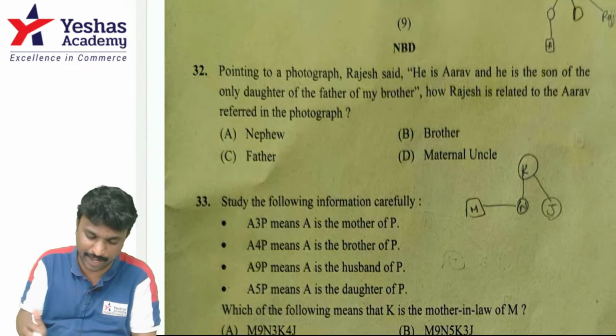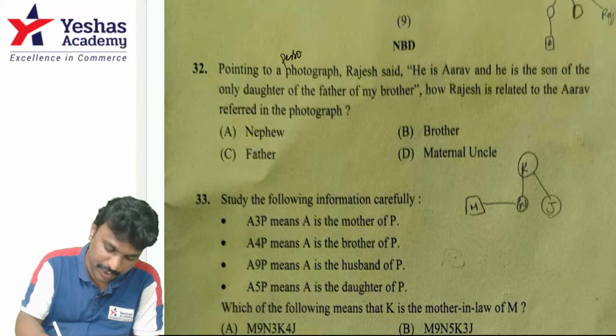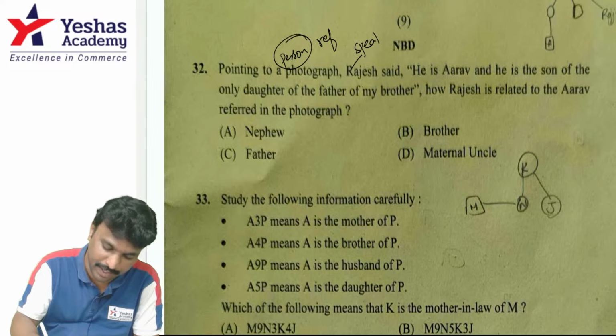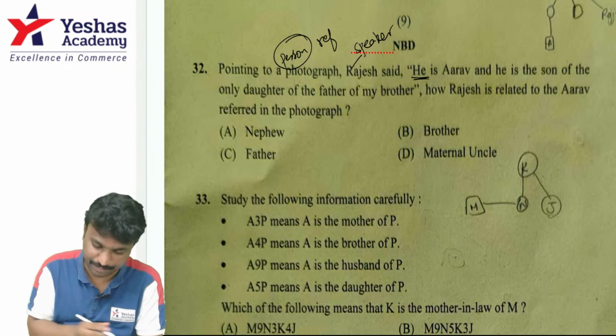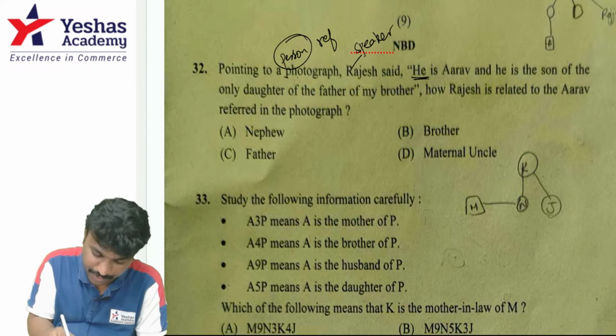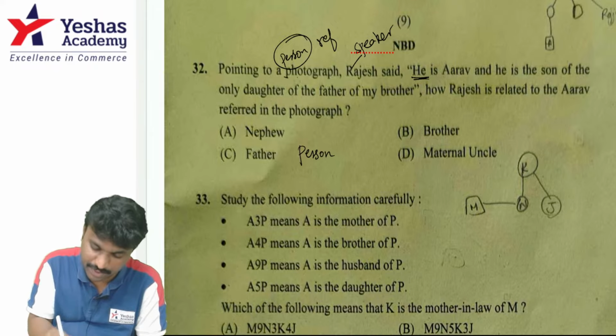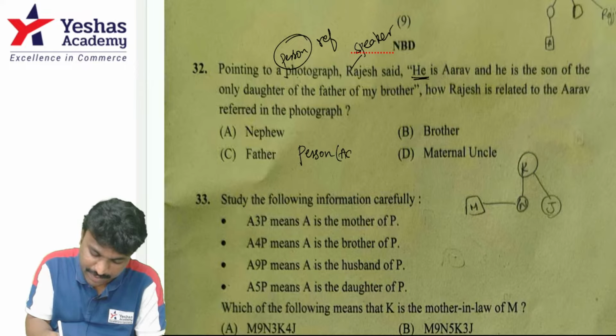Pointing to the photograph, person in the photograph actually. So person in the photograph is a reference one and Rajesh is a speaker. Guys, it is within the quotes. He means Rajesh. So not Rajesh actually, the person. The person in the photograph is Arav. His name is Arav. And he is the son.